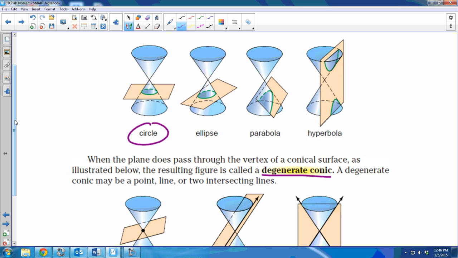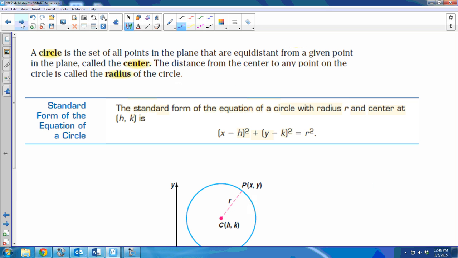All right, so a circle is just a set of all points that are equidistant from a given point in the plane called the center. You guys know about circles. You learned about them in geometry. You did a little more in Algebra 2. You know what a circle is. We're not shocked by this. So we have the radius, which is, again, from the center to one point on the circle.